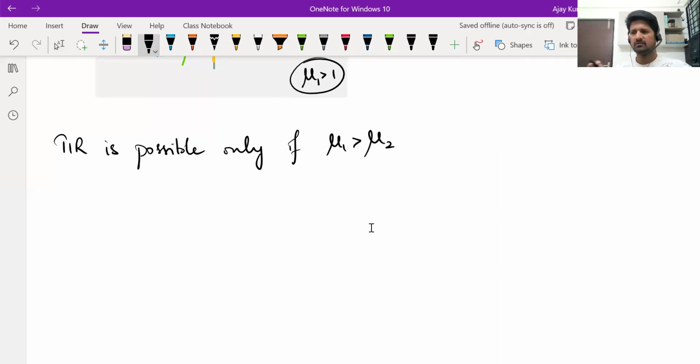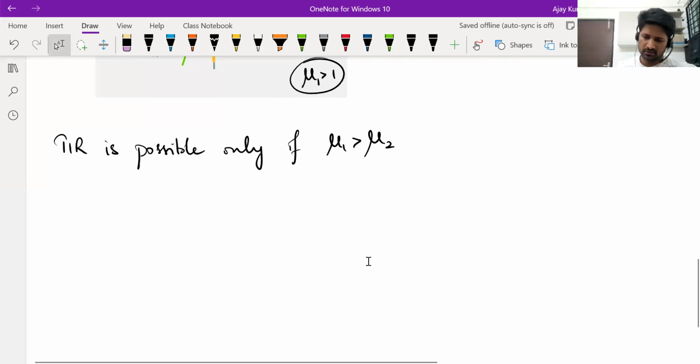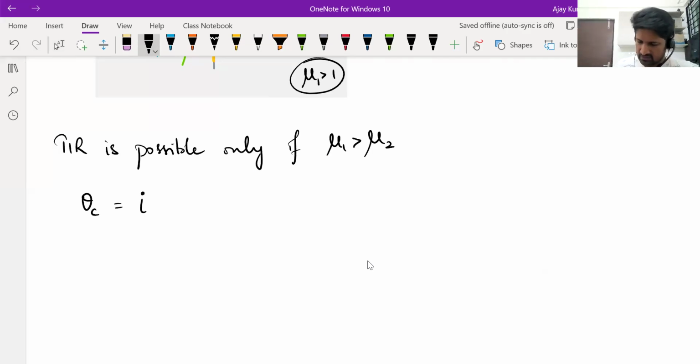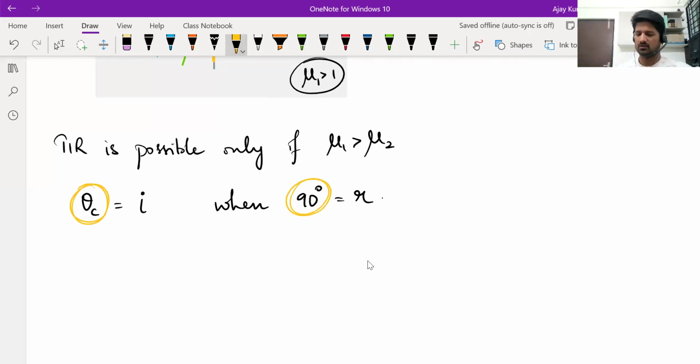The only equation we have which can include that angle is Snell's law. So what did I say? Critical angle is the angle of incidence when 90 degrees is the angle of refraction. So in place of I, you substitute theta c, and in place of R, you substitute 90 degrees in Snell's law. Tell me what you get.